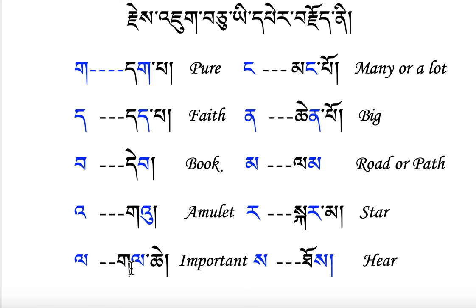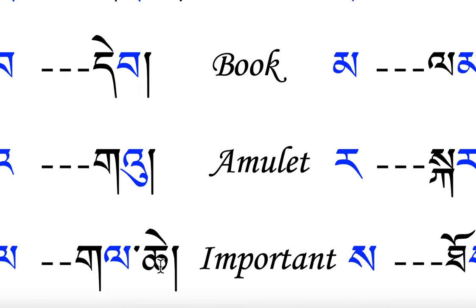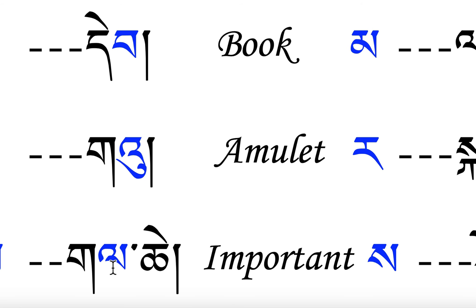Jenjuk la: ka la kal. Ka la kal, cha dingbo che, kal che. Ka la kal, cha dingbo che, kal che means important or essential.